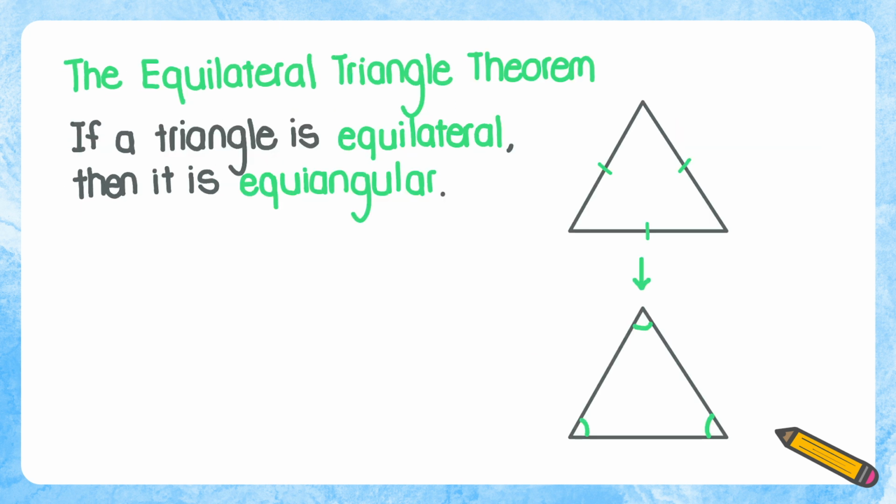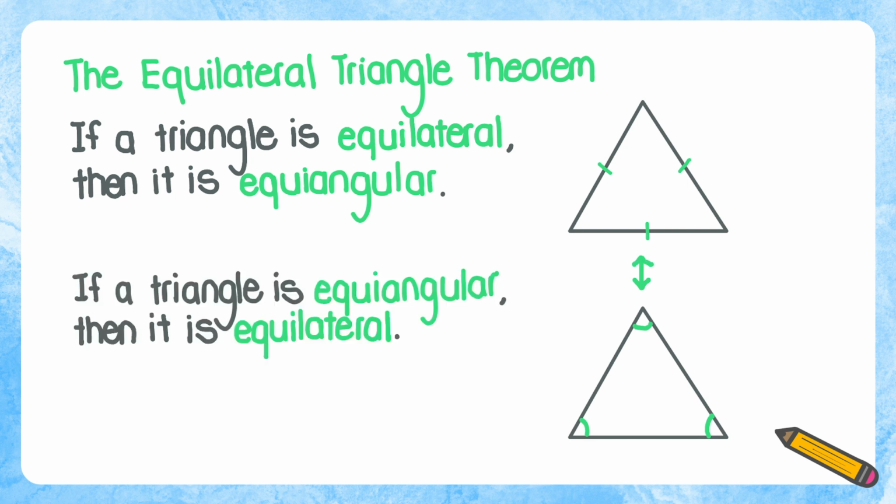And we actually have a theorem about equilateral triangles. If a triangle is equilateral, then it is equiangular. So that means if you have a triangle with 3 congruent sides, then the 3 angles are congruent as well. And the converse statement, the reverse statement, is true as well. If a triangle is equiangular, then it is equilateral.